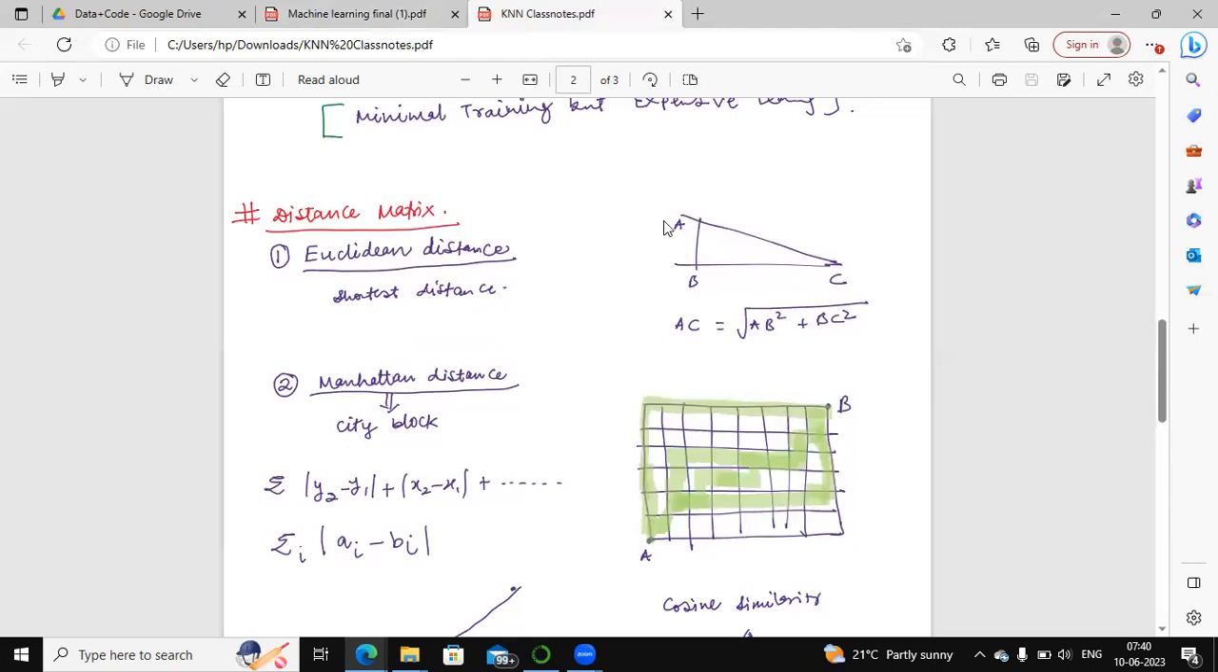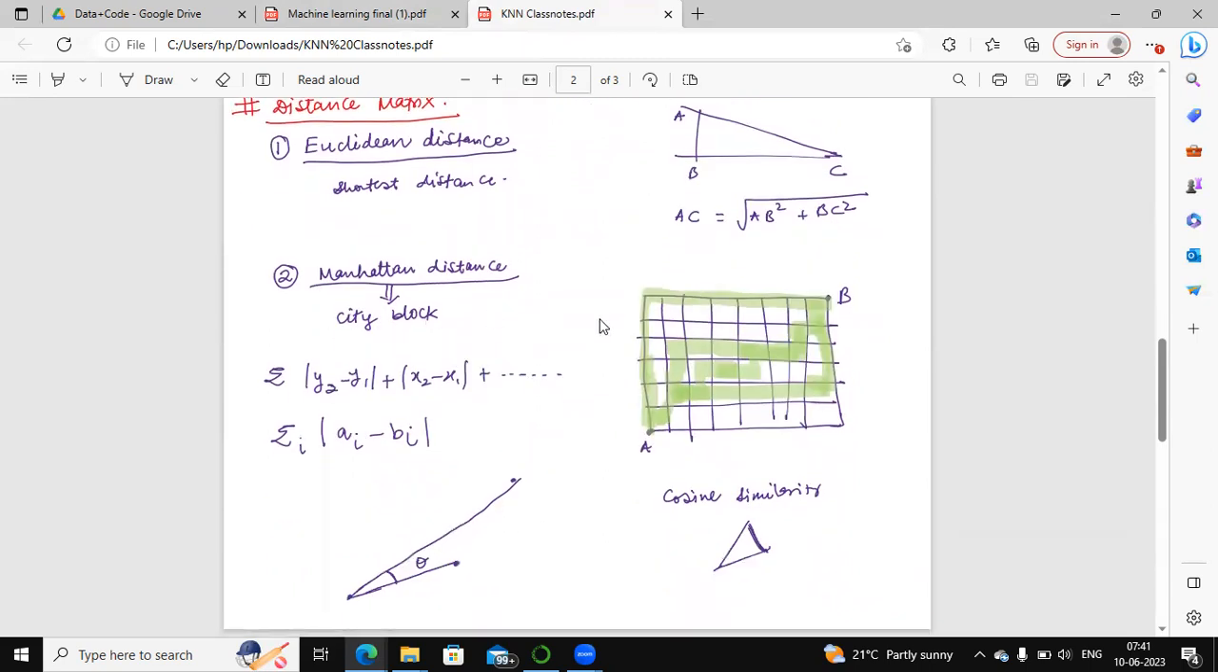Euclidean distance is nothing but the distance from here to here. You want to calculate the distance. The distance from A to B we consider, B to C we consider, and then A to C is the square root of AB square plus BC square. This is like a Pythagorean theorem kind of thing. Then we can find the distance using Manhattan.